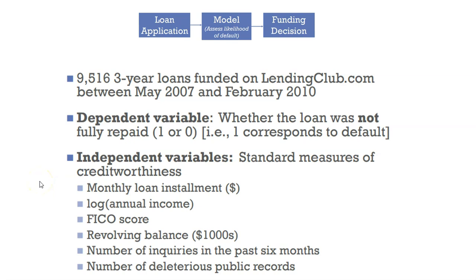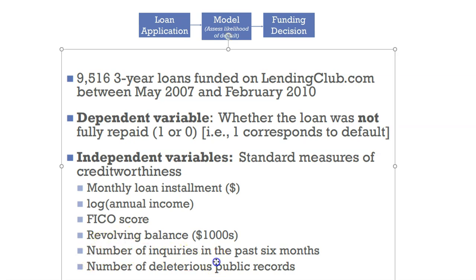The independent variables are standard measures of creditworthiness. These are factors that we can use. In this example, I will use a FICO score and annual income. The creditworthiness measures are monthly loan installment, annual income, FICO score, revolving balance, number of inquiries in the past 6 months, and number of derogatory public records.